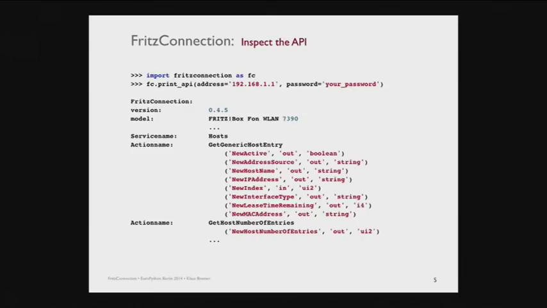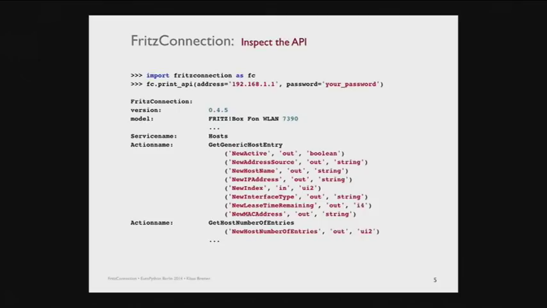You send the address of your Fritzbox, the IP address, but that's optional because Fritz Connection knows how to find your box. But you may have changed the IP or may have more than one Fritzbox in your network. And then you give your password, and as a result, you get a very, very long list of all available services and corresponding action names and the parameters for the actions as tuples here. The first item in this tuple is the name of the parameter, the second one, whether it's inbound or outbound, and the last one, the type of the parameter.